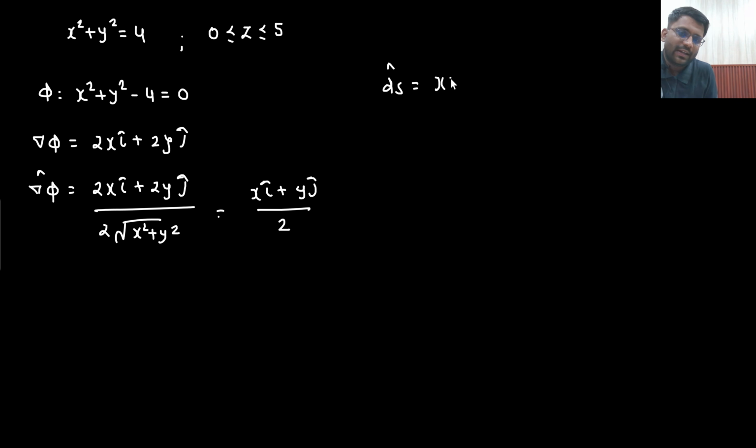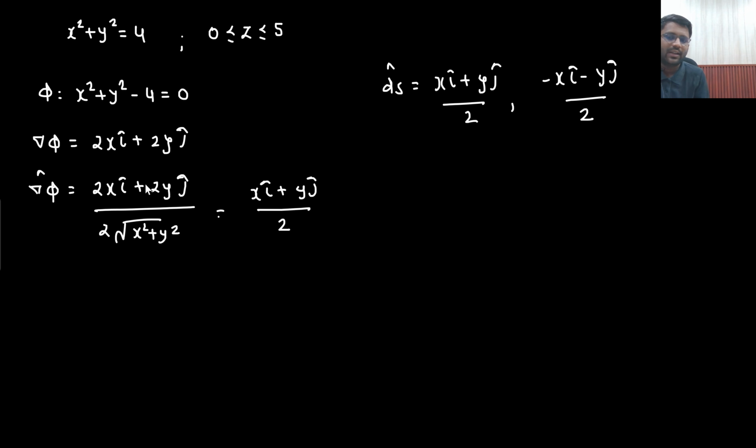But sir, there are two possible answers, x i cap plus y j cap divided by 2, and sir, other possible answer is also there, minus x i cap minus y j cap divided by 2. I hope you are able to understand. Sir, first you have calculated the gradient, partial differentiation with respect to x i cap, partial differentiation with respect to y j cap, then simply take the magnitude. Magnitude I have taken, this is what I am getting. But two possible answers are there which you will be accepting.